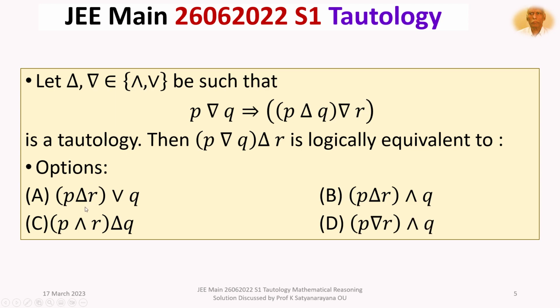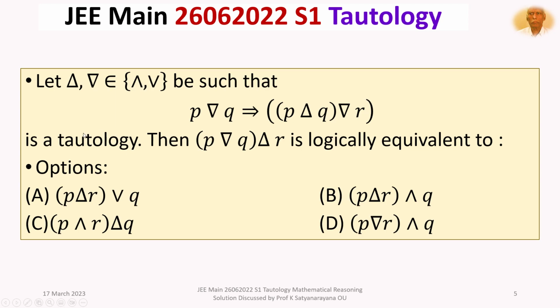Option A, P delta R or Q. Option B, P delta R and Q. Option C, P and R delta Q. Option D, P del R and Q.